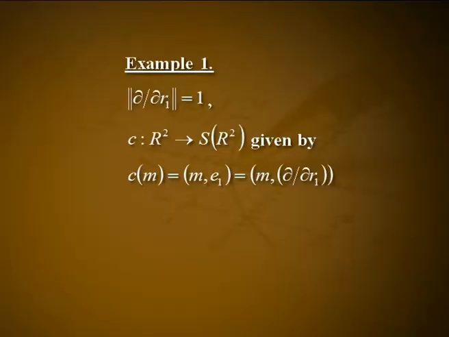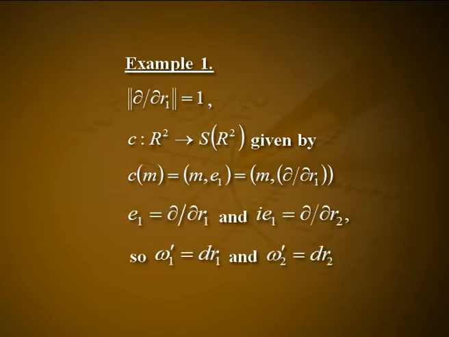Example 1. Consider the plane R2 with the usual Riemannian structure. Since the norm of dou by dou r1 is equal to 1, the map C from R2 to S R2 given by C of m is equal to m comma e1 is equal to m comma dou by dou r1 is globally defined. So, the special connection is defined on all of S R2. Moreover, e1 is equal to dou by dou r1 and I e1 is equal to dou by dou r2. So, omega 1 dash is equal to dr1 and omega 2 dash is equal to dr2.